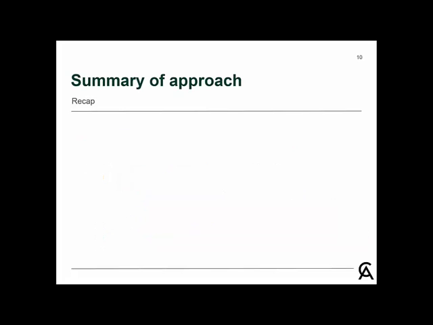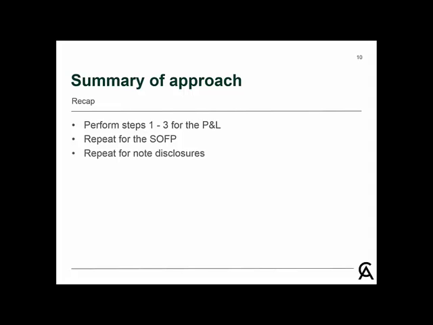So that was a quick run through of the P&L, balance sheet and notes. And obviously we encourage you to reattempt the activity yourself. But let's quickly just recap our approach and what we've done. So we performed steps 1 to 3 for the P&L first of all. We then repeated this for the balance sheet or statement of financial position. And then we did this for the note disclosures, also with a focus on the narrative and the text.